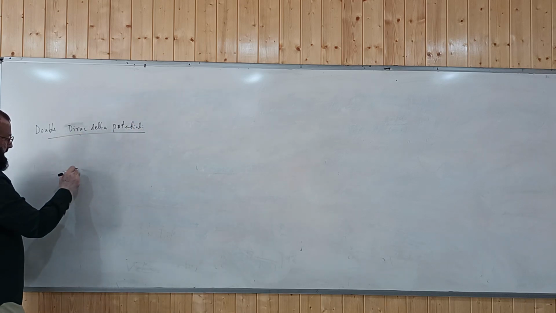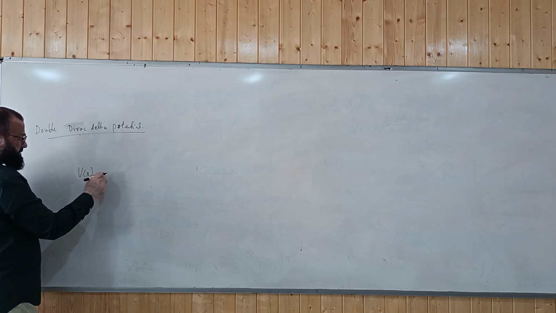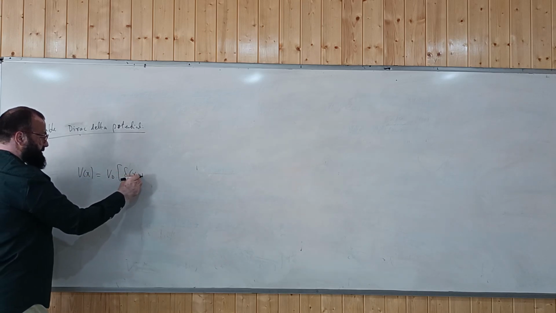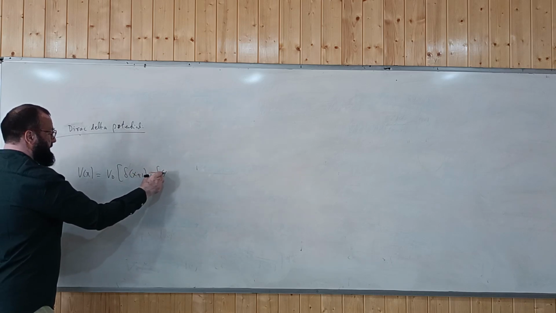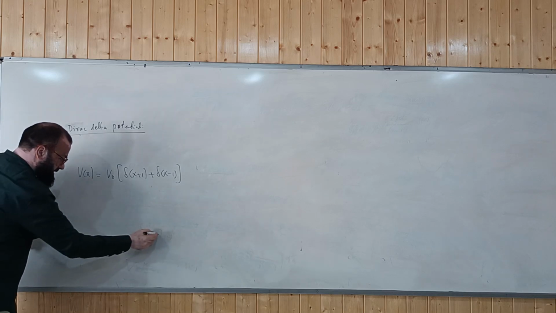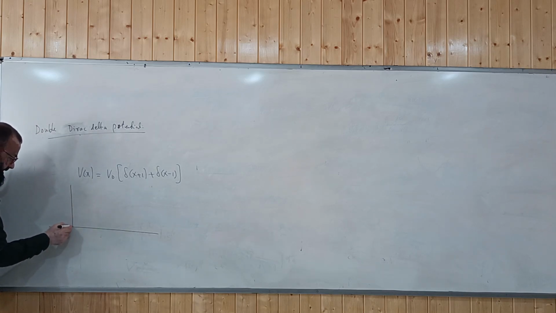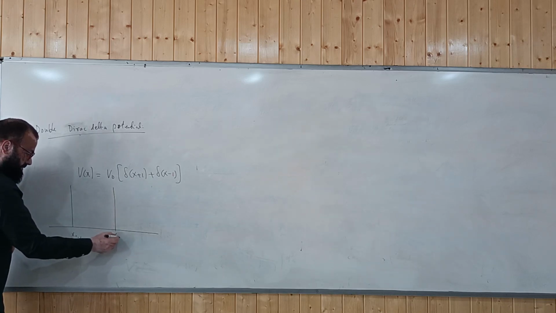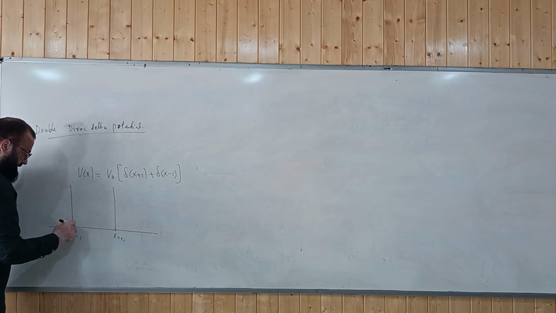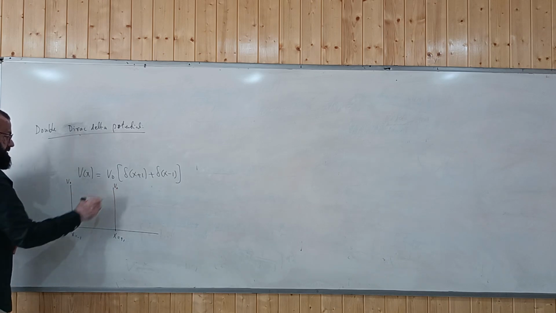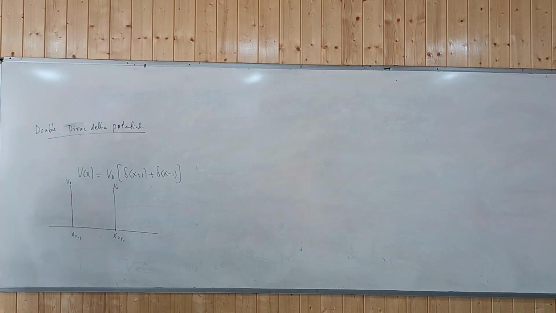So let me take V of x is equal to some V naught times delta of x plus 1 plus delta of x minus 1. What does it mean? What is the potential? It is something like this, with x equal to minus 1 and x equal to plus 1, infinite spikes. Got it? So what is the height? It's V naught.